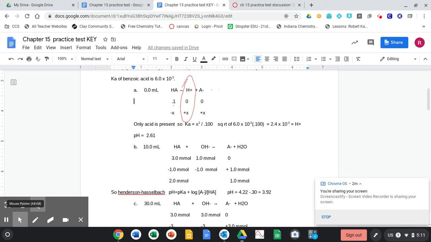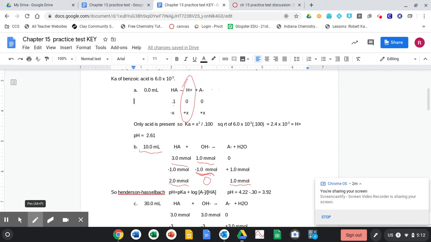Then for part B, you are given 10 milliliters of the base. And so I took 10 times 0.1, and that gave me 1 millimole. I still have my 3 millimoles. That was my 30 milliliters times the 0.1 molar. That's how I got that number. And so hydroxide is the limiting reactant, so it's going to be completely consumed. And so you're going to have 0 of that, 2 of the acid, and 1 millimole of the conjugate.